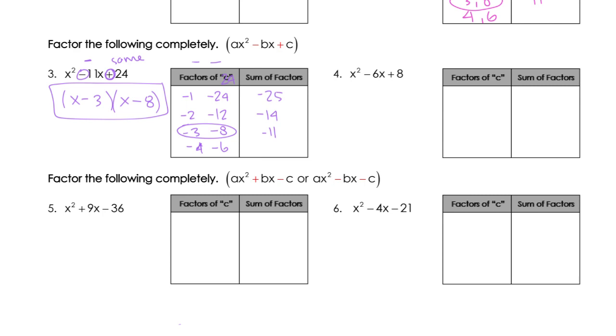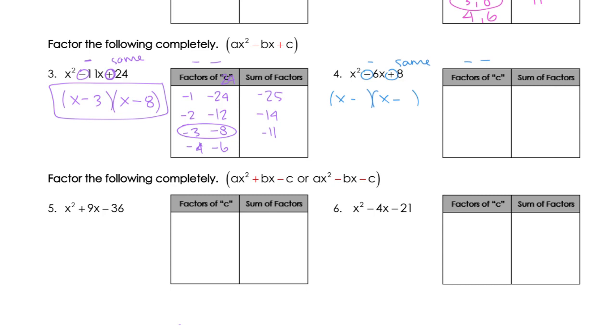Looking at number 4, no GCF. Draw my parentheses, split my first term. Second sign is positive. This tells me that they're going to be the same sign. First sign is negative, tells me that they are both going to be negative. So x minus something and x minus something.